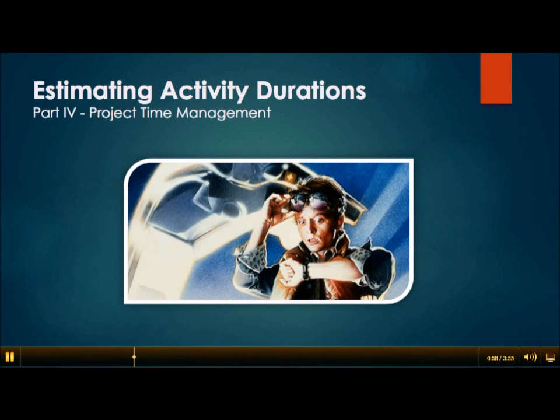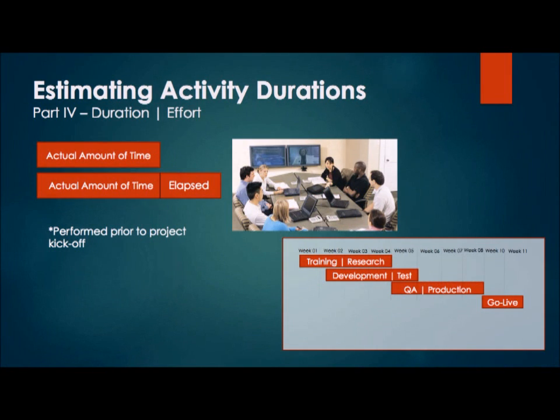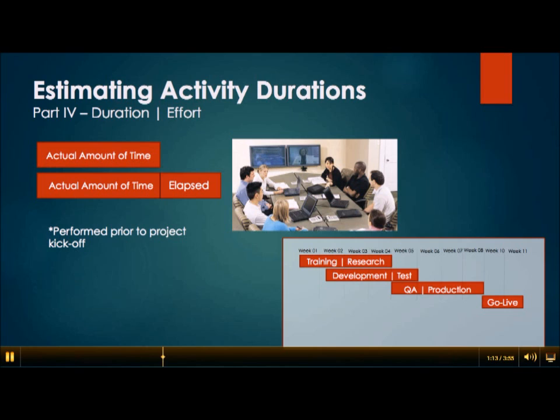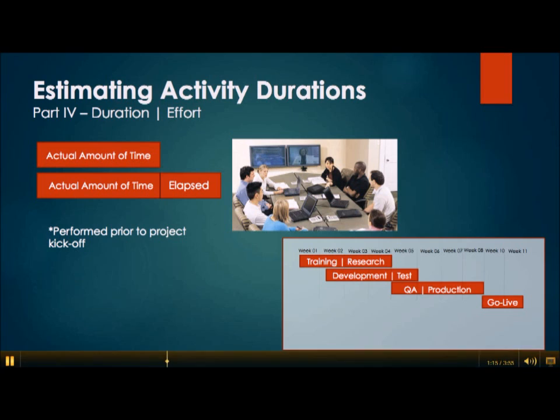Now we are in part 4 of project time management, which is estimating activity durations. Here is the duration and effort. It shows the actual time and then what if it elapsed. Here's a little Gantt chart down at the bottom right hand side on how long it would take to complete a job.